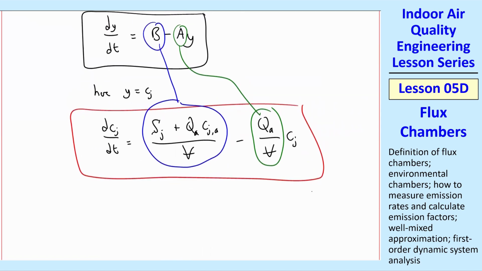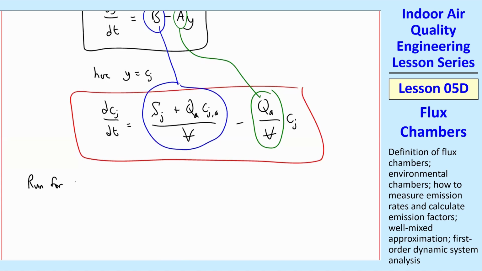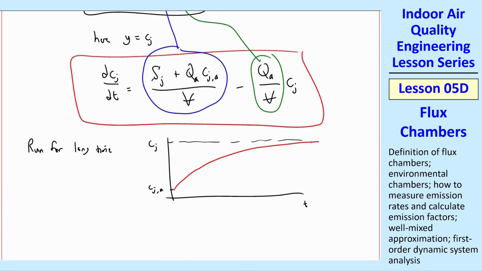Once we have b and a, then we're in pretty good shape, because if we let this run for a long time, what's going to happen is we reach a steady state. So typically, if you're measuring C_J as a function of time, you start at the ambient because nothing has happened yet. Then this will slowly rise exponentially and asymptote to some value, which we're going to call C_J,SS for steady state. So if you run this for a long enough time, you'll find that it flattens out.